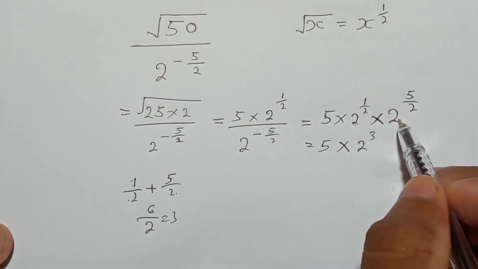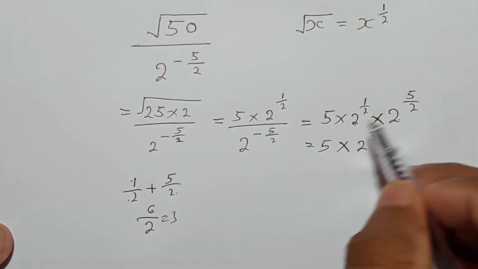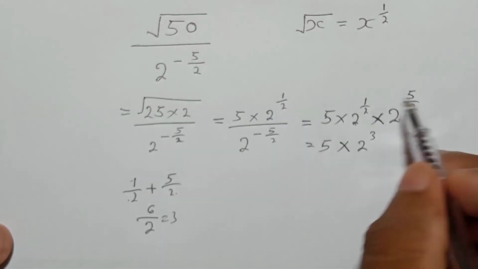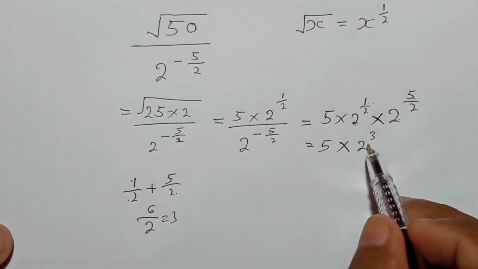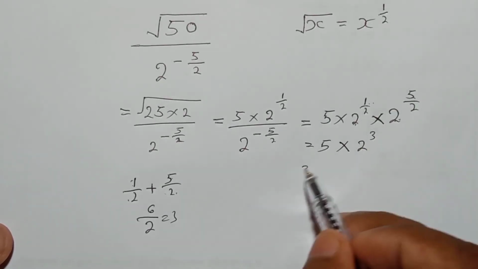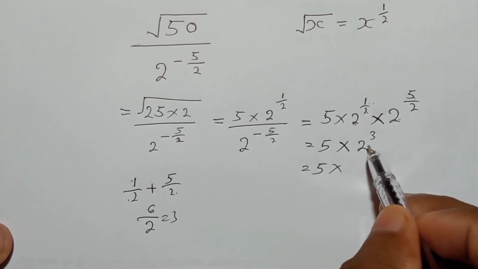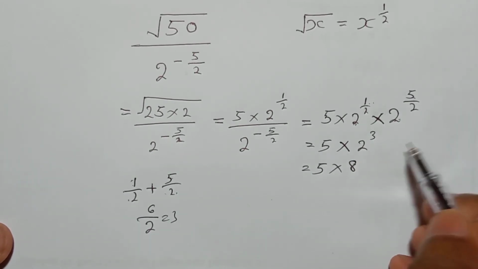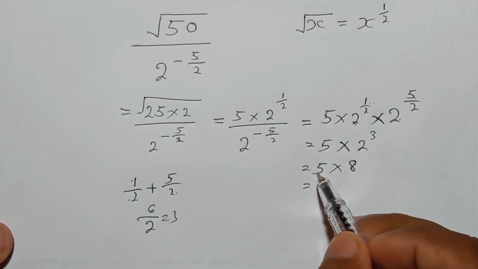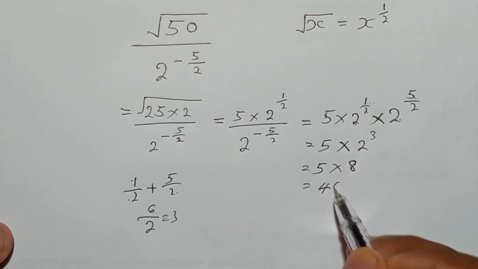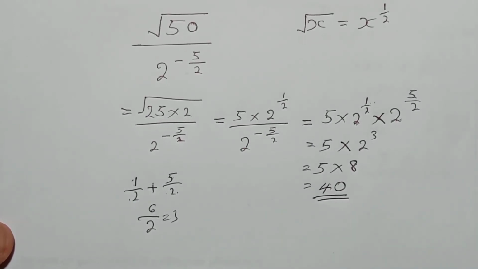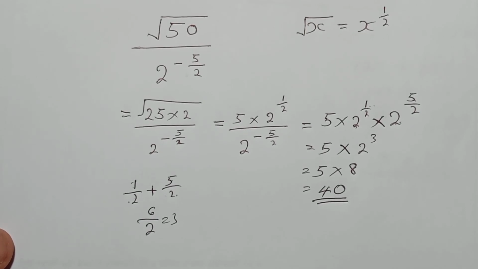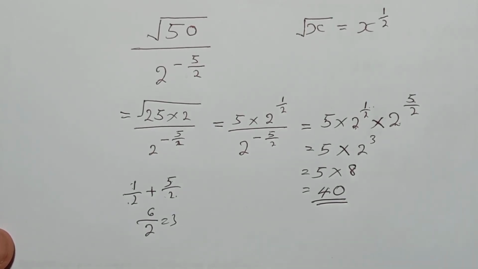Here we have the same base and multiplication, so by the index rule we can add these two indices. So it will be 2 to the power 3. Now here 5, and here 2 to the power 3 means 8. You know that 2 to the power 3 means 2 into 2 into 2, so 8. So 5 into 8 means it will be 40. So this is the final answer for that. This is the simplest format for this.